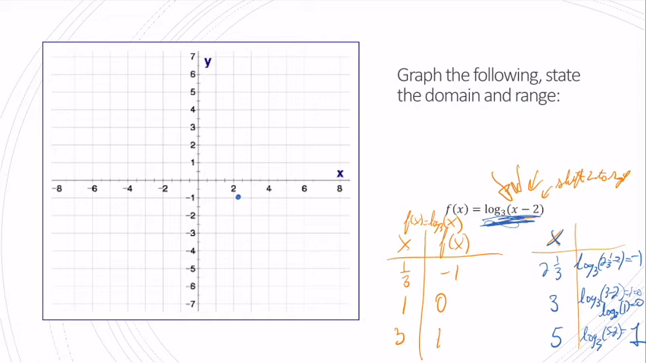So now I have when x is 2 1/3, y is -1. When x is 3, y is 0. And when x is 5, y is 1. So my graph was shifted, and I've got a new asymptote. My new asymptote is when x equals 2, because it was shifted 2 to the right.